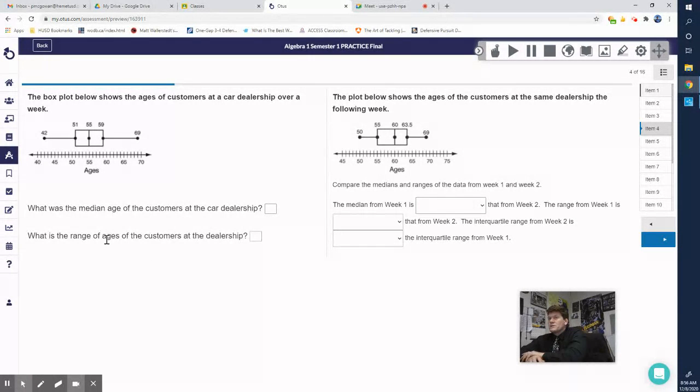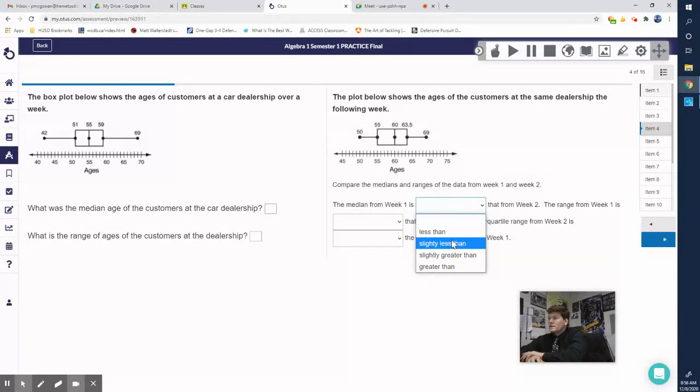Focus on the left first. Looking at this one here, it shows the ages of customers at a car dealership over a week. What's the median? Well, that's easy. What's the middle? What's the range of ages? Range is the big one. 69 minus 42, the big one. Then you're going over here.